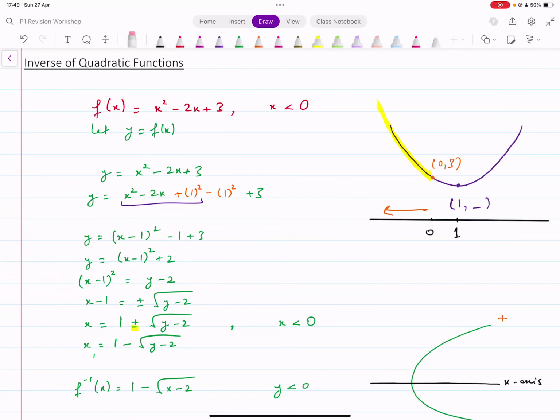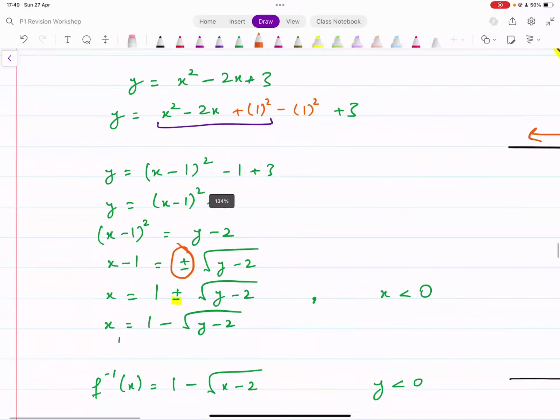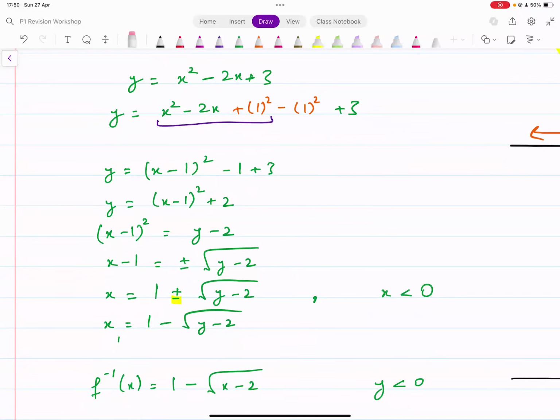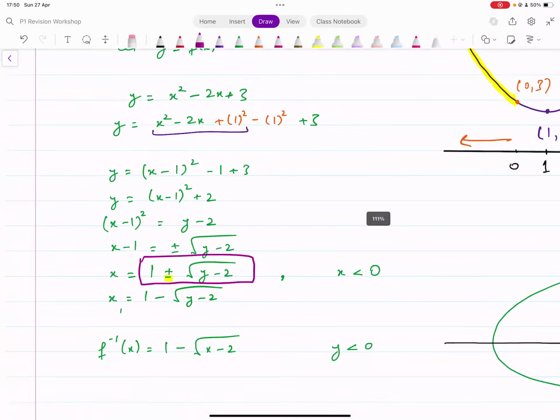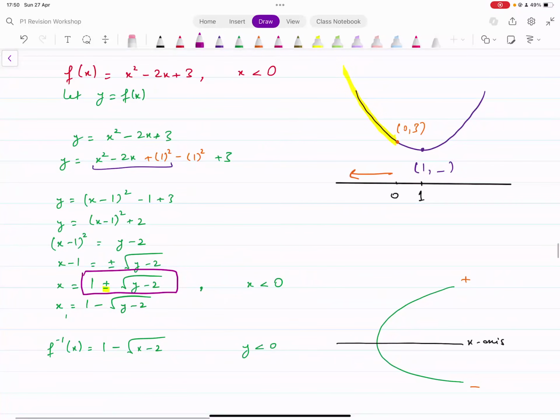And now you take the square root on both sides. When you take the square root on both sides, do not forget the plus minus, because whenever we take a square root, we always have plus minus. But then we have to decide whether to use the plus sign there or the minus sign there. So when we make x the subject, in this case, we're getting 1 plus minus square root of y minus 2. That's the result that we're getting. But that's the expression that is basically the inverse of this whole thing.